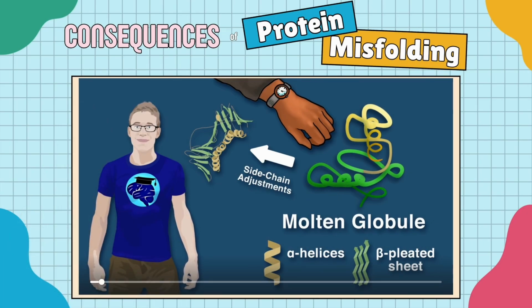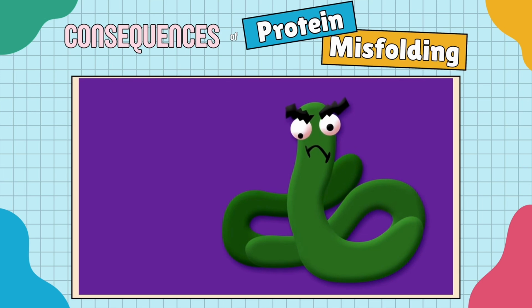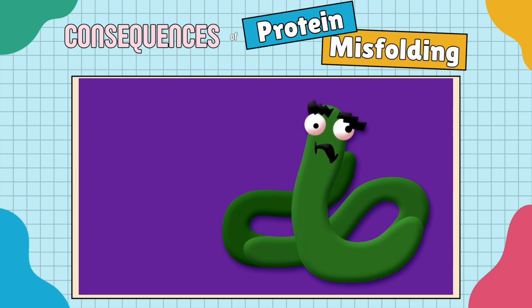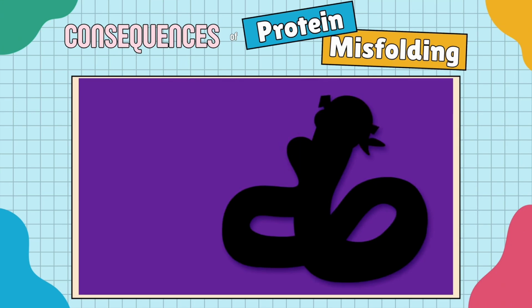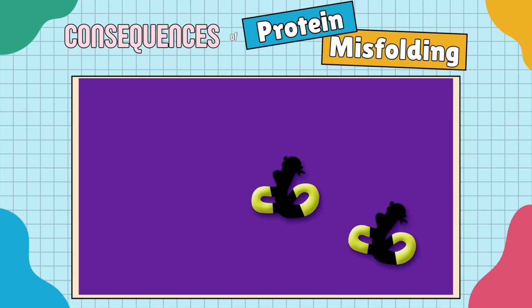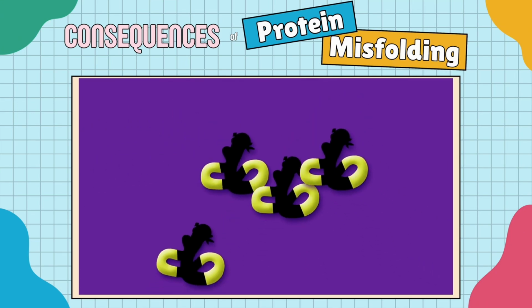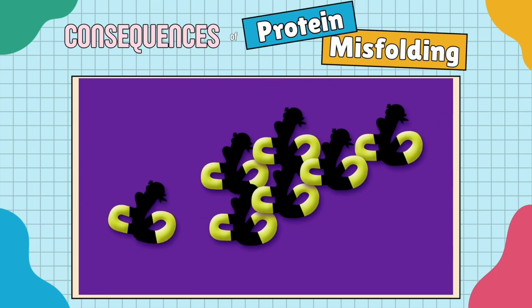Misfolded or aberrant proteins are not only a waste of energy for the cell, but they are also dangerous. These aberrant proteins typically have exposed hydrophobic regions, which cause them to clump together into aggregates, which can accumulate and cause severe diseases.